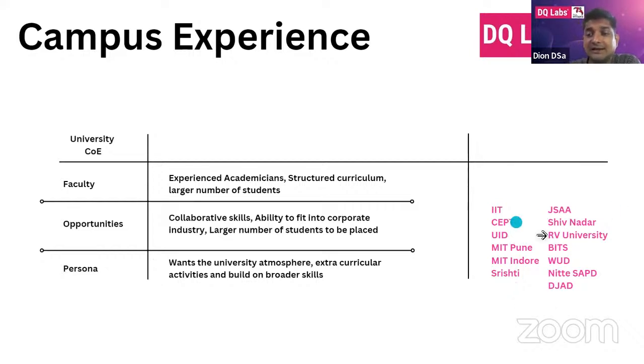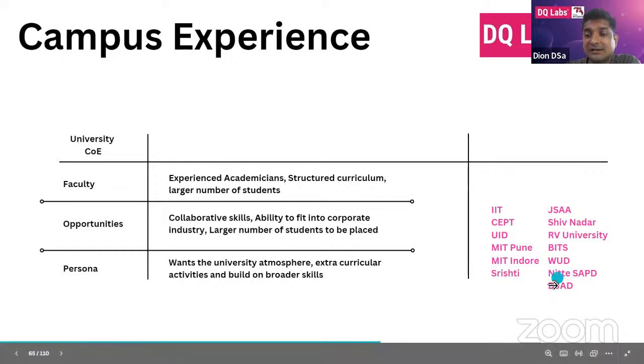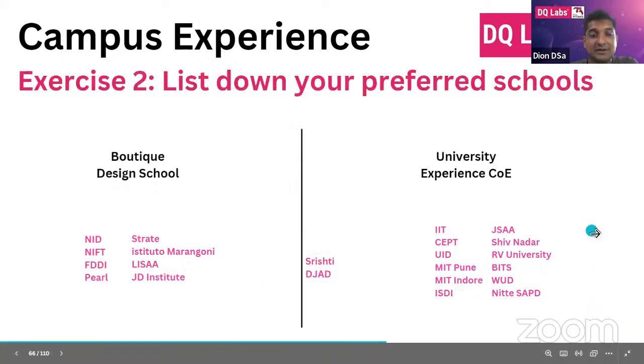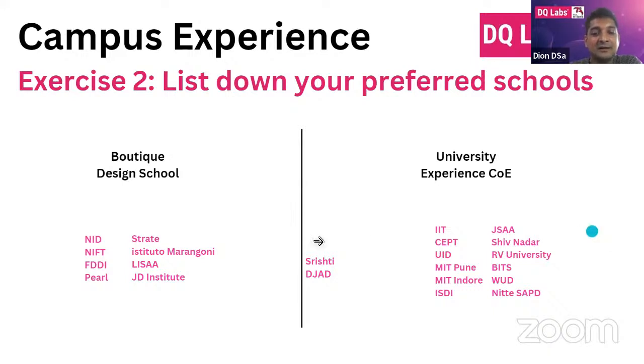So IIT, CEPT, MIT, Srishti. Now, Srishti I've put here because it is part of a larger university. It has all the events, the playground and the campus and all of that. However, Srishti and DJ Academy come as very unique schools. While they're in a larger campus, they actually function as boutique schools. They actually function that way.